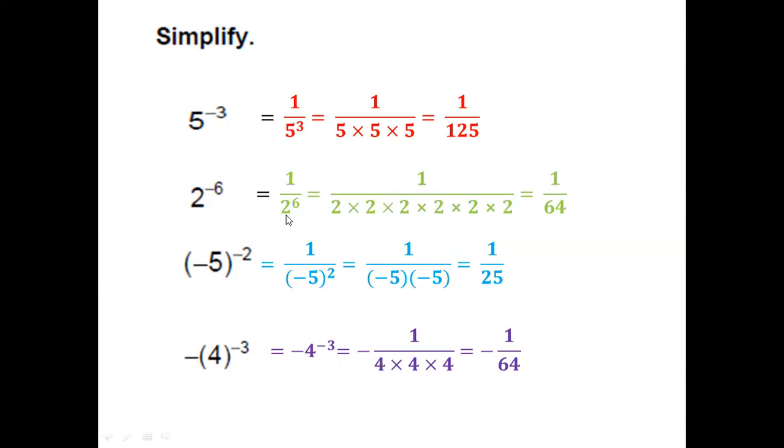This question is also similar. So we write it in fractional form. When you write it in fractional form, what happens? The negative exponent goes off. That's why we write it as a fraction. So you multiply 2 six times, that will give you 64.